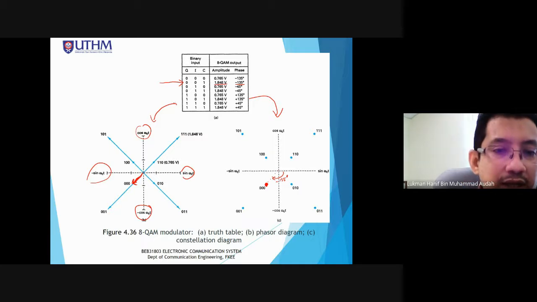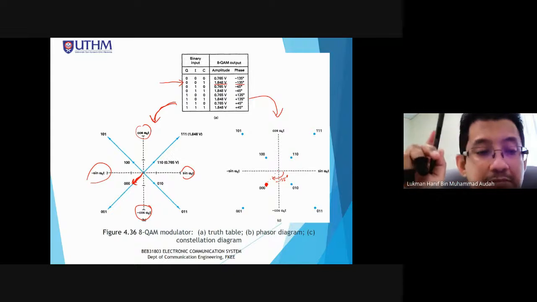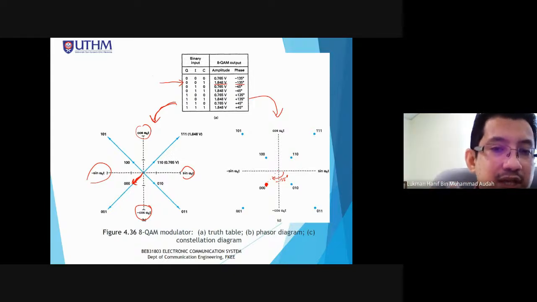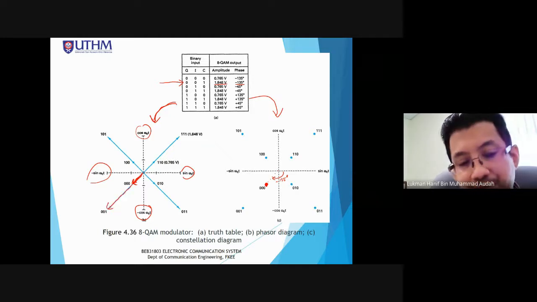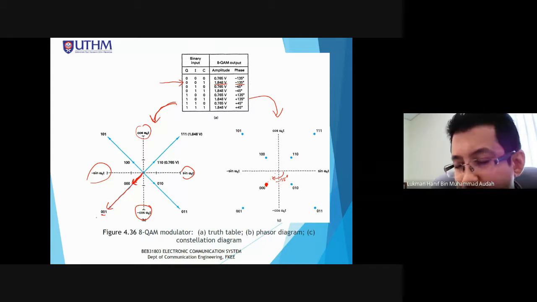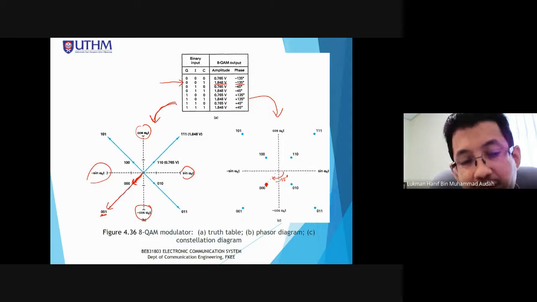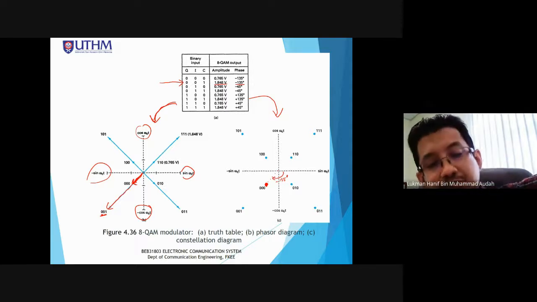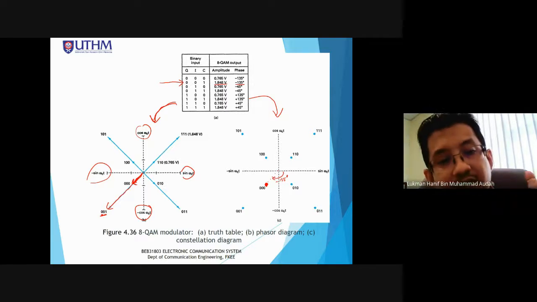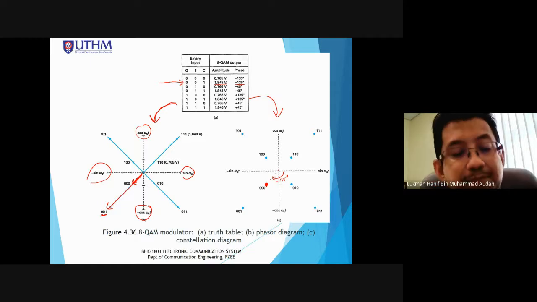Daripada sini barulah kita boleh terbitkan phasor diagram, gambar rajah anak panah. Kali ini dia punya amplitude adalah more than 2 times. That means the arrow is longer. Arrow itu lebih panjang. Dia menunjuk ke arah simbol 001. Okey, anak panah ini menunjuk ke arah simbol 001 dengan amplitude sekian dan fasa sekian.